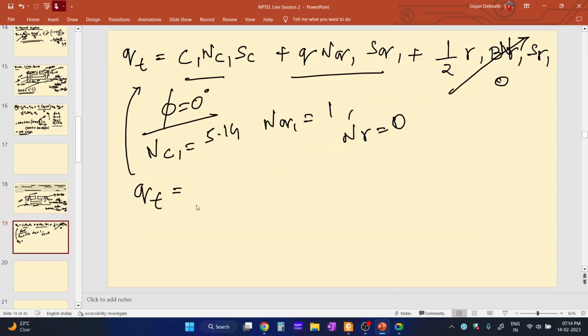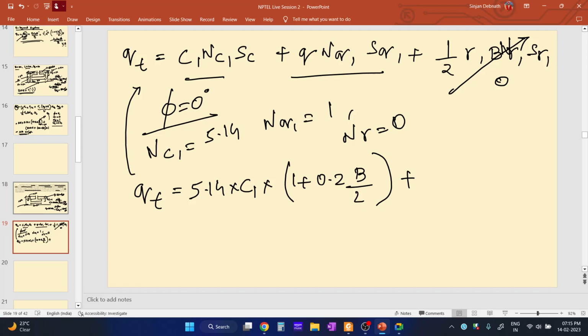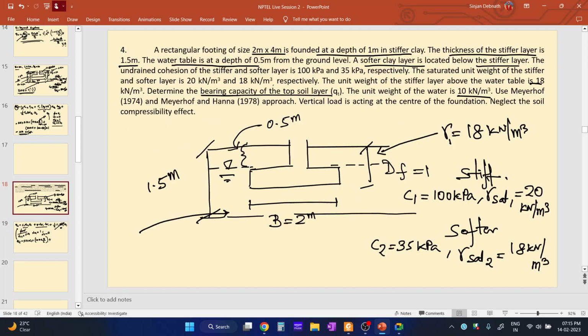So 5.14 is the bearing capacity factor NC1. 5.14 into C1, into the shape factor SC. What is SC? Since this is a rectangular footing, SC is equal to 1 plus 0.2 B by L. And what is Q? Q is the surcharge at depth Df.